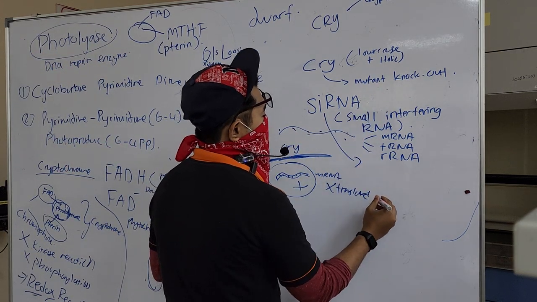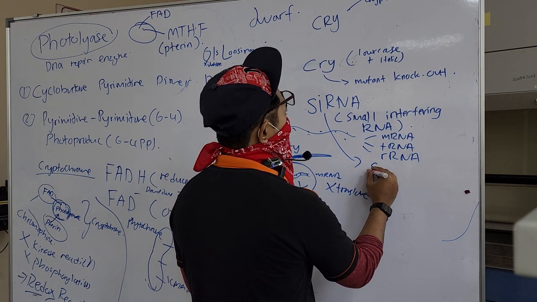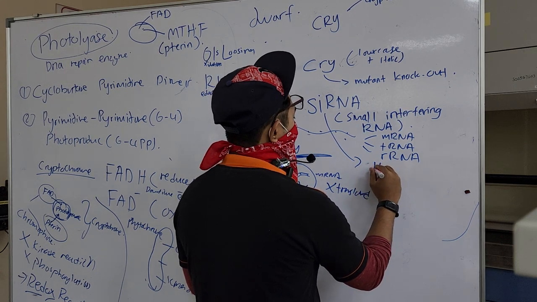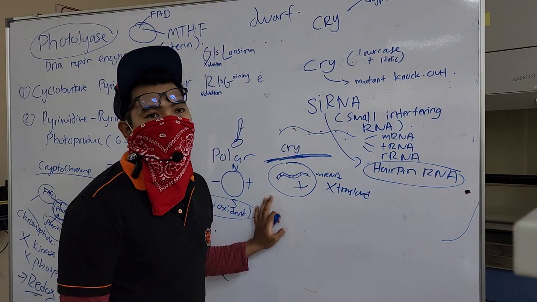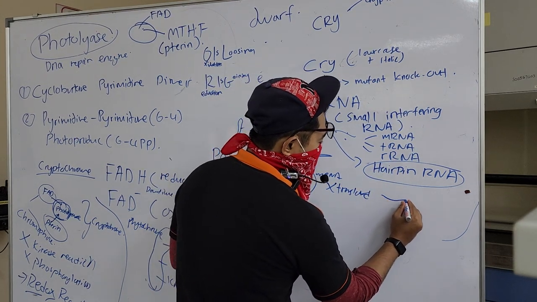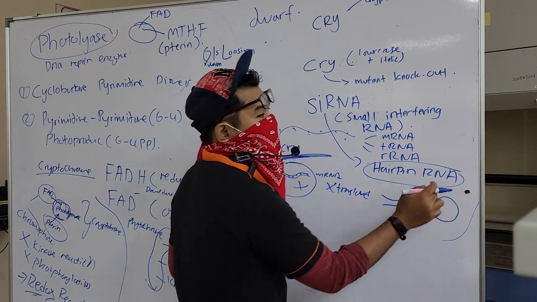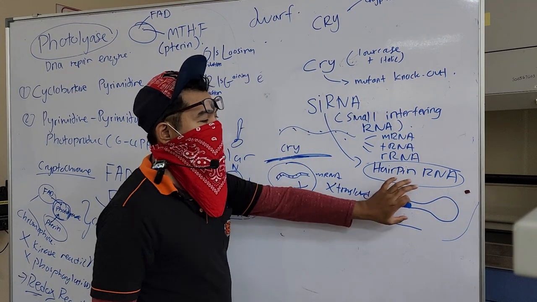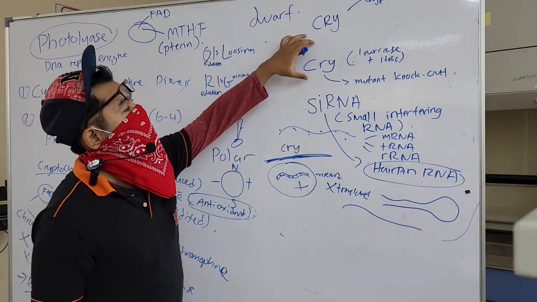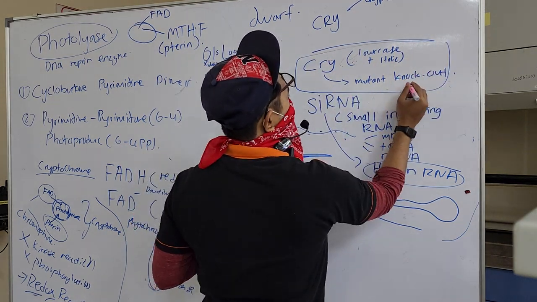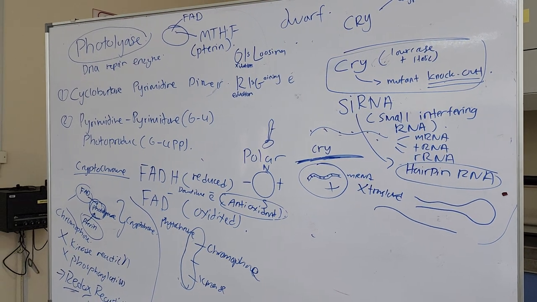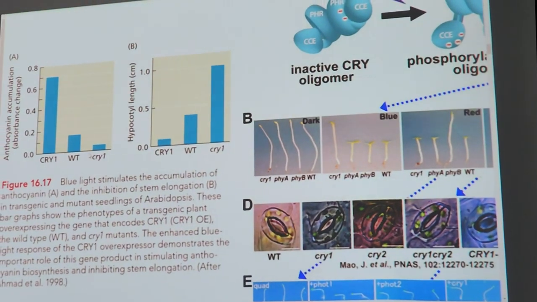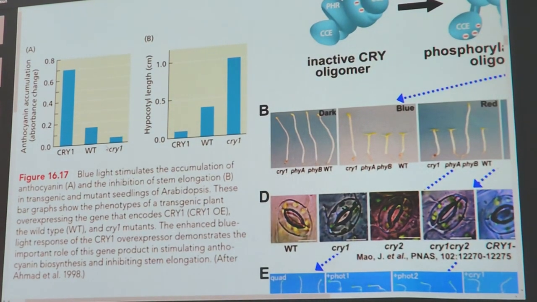Scientists can also introduce hairpin RNA. I just want to introduce you. There are many types of RNA. Okay, hairpin RNA is RNA that looks like this. Looks like a hairpin instead of one long strand like this. So this also causes this knockout, mutant knockout. So the gene is not present. So what happens when the gene is not present? You can see that the anthocyanin of the plant tissue is very low. So this is what is evident. Cryptochrome is important in accumulating anthocyanin in the plant tissue.